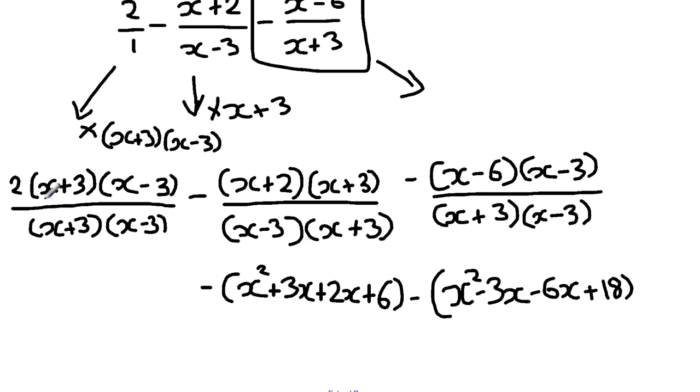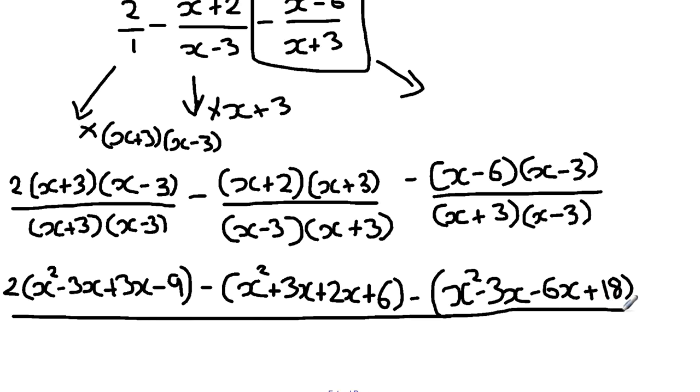And the last one will be x times x, which is x squared. X times negative 3, which is negative 3x. 3 times x, which is 3x. 3 times negative 3, which is minus 9. Over x squared minus 9.